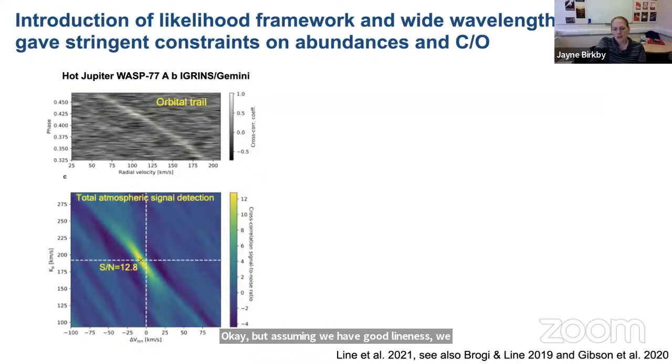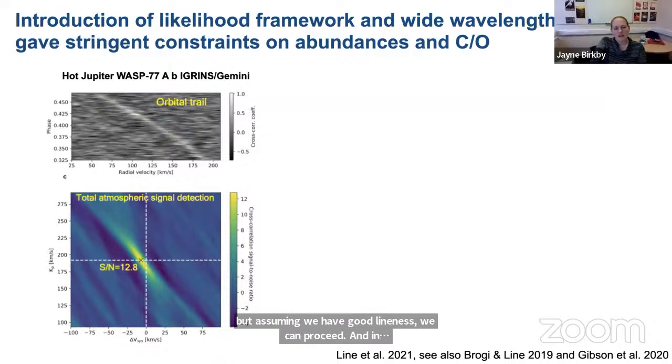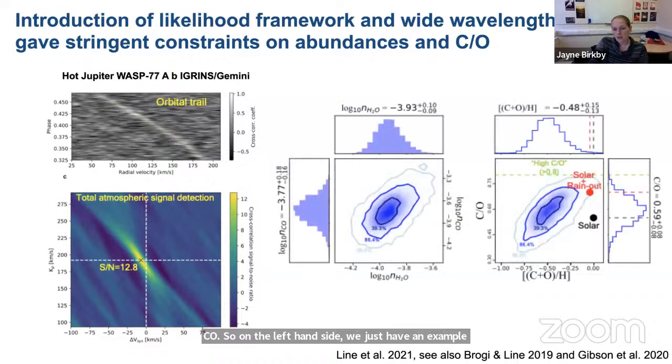And in 2019, Matteo Brogi and Mike Line introduced this likelihood framework that allows you to take a cross-correlation analysis, and rather than simply having a detection of a molecule, you can actually get quite stringent constraints on the abundances and the C/O. So on the left-hand side, we just have an example similar to what I've just shown you. But when we fold that into a likelihood analysis, we can actually get these constraints. So here you can see the C to O ratio over here on the right of 0.59, and an error there of about 0.1 dex.